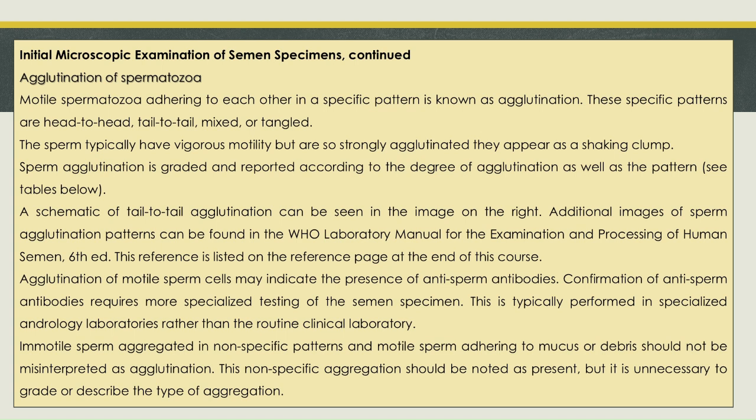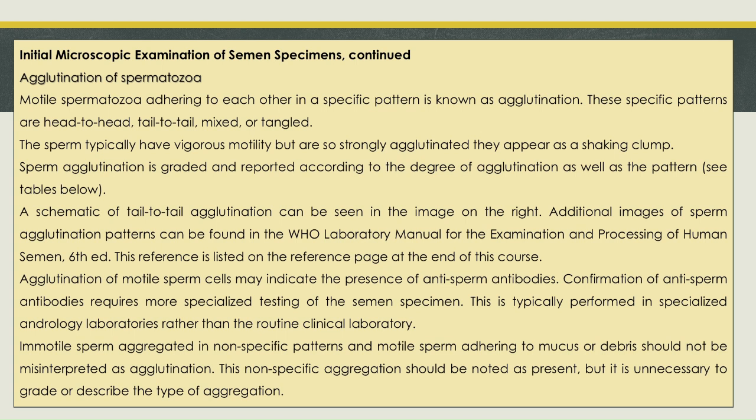Additional images of sperm agglutination patterns can be found in the WHO Laboratory Manual for the Examination and Processing of Human Semen, 6th edition. This reference is listed on the reference page at the end of this course. Agglutination of motile sperm cells may indicate the presence of anti-sperm antibodies. Confirmation of anti-sperm antibodies requires more specialized testing of the semen specimen. This is typically performed in specialized andrology laboratories rather than the routine clinical laboratory.